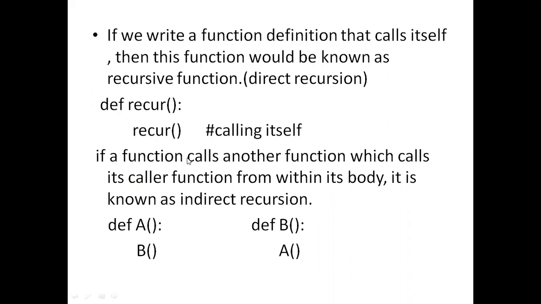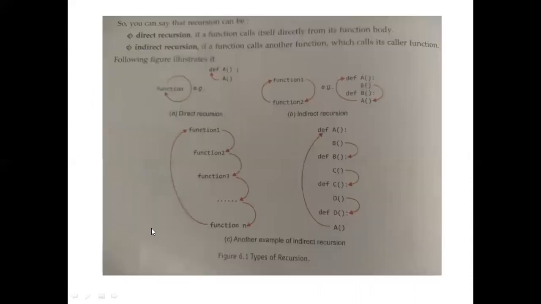If a function calls another function which calls its caller function from within its body, it is called indirect recursion. Suppose function A calls function B, so the control goes to this function. In the body of the B function, again the function A is called. So the control goes from A to B, then back to A. So this is known as indirect recursion.